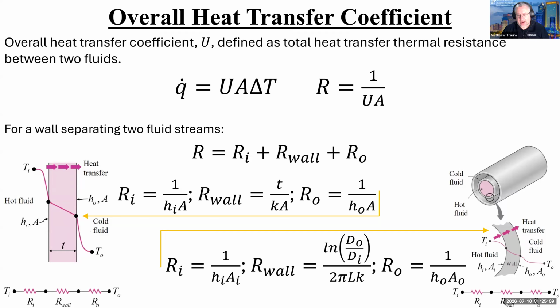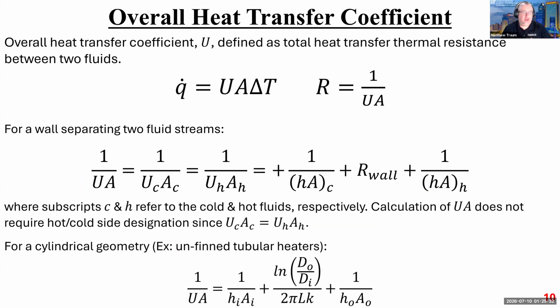So there's that. And then outer is 1 over H outer times A outer, right? Same 1D resistor model. It's just these resistors, particularly the one associated with the wall, are represented in cylindrical coordinates instead of x, y, z Euclidean coordinates. But otherwise, it's the same. And you guys have seen this before. So hopefully that feels like a review.